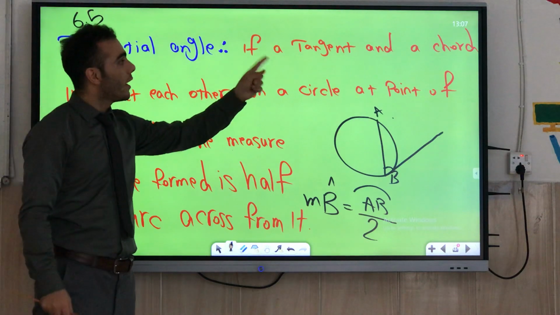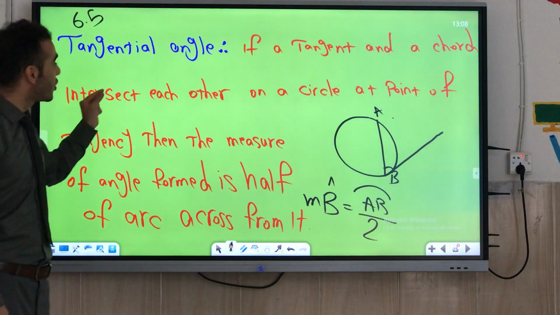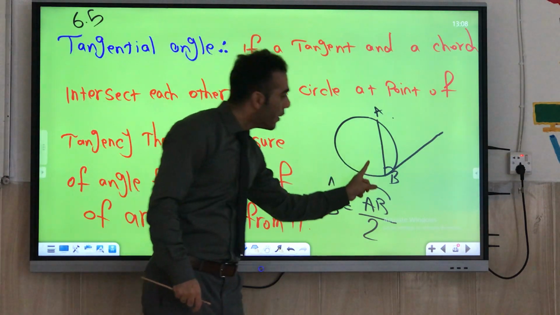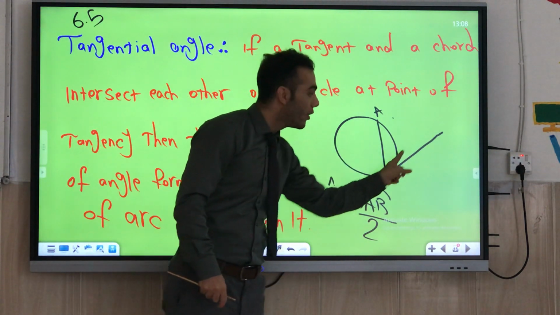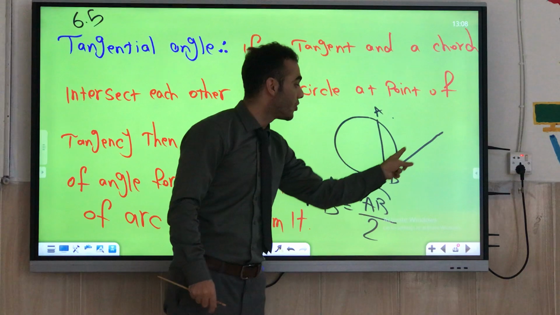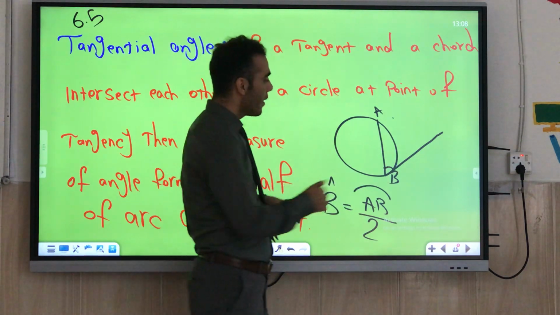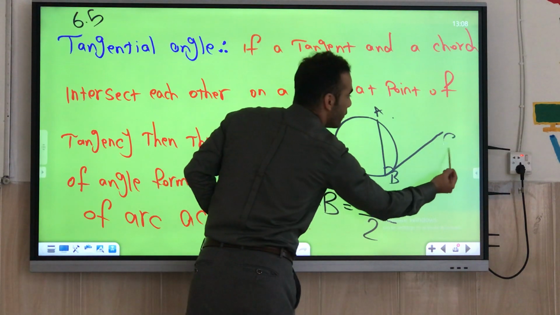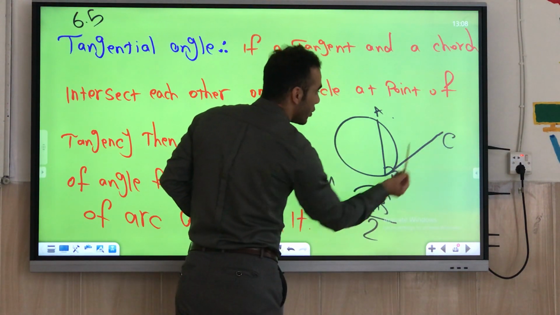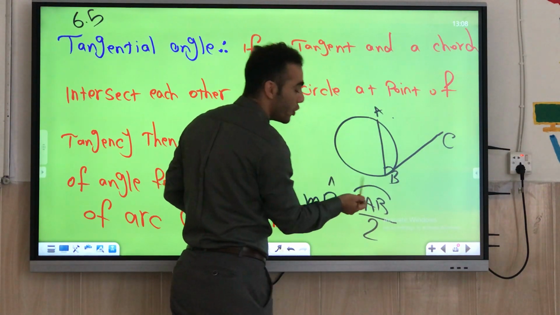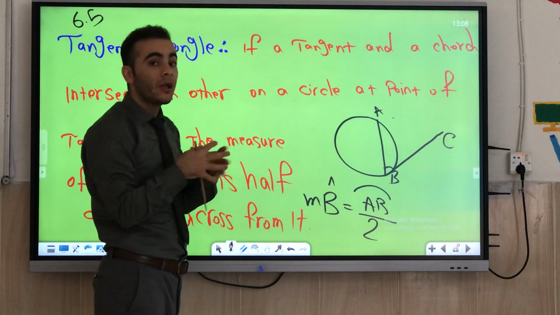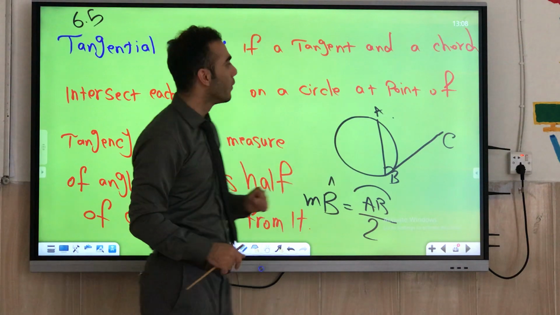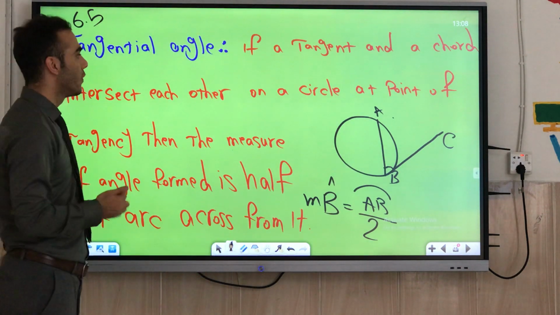If a tangent and a chord intersect each other on a circle, look, the tangent is here. It is a line that will intersect the circle at one point. So here is the tangent, that's ABC. So BC is the tangent and AB is the chord. When these two intersect each other on the circle, they will form an angle which we call a tangential angle.